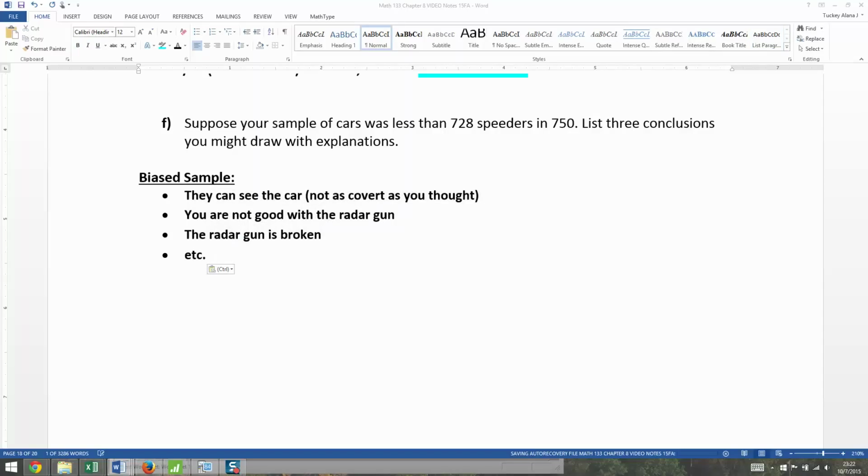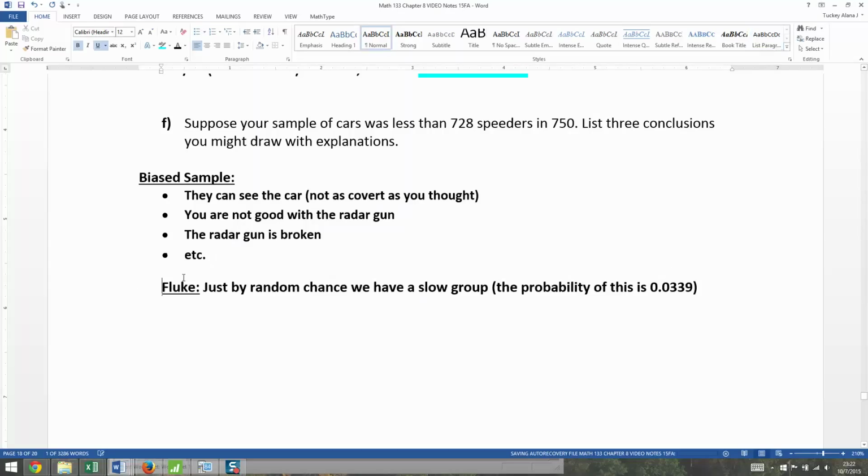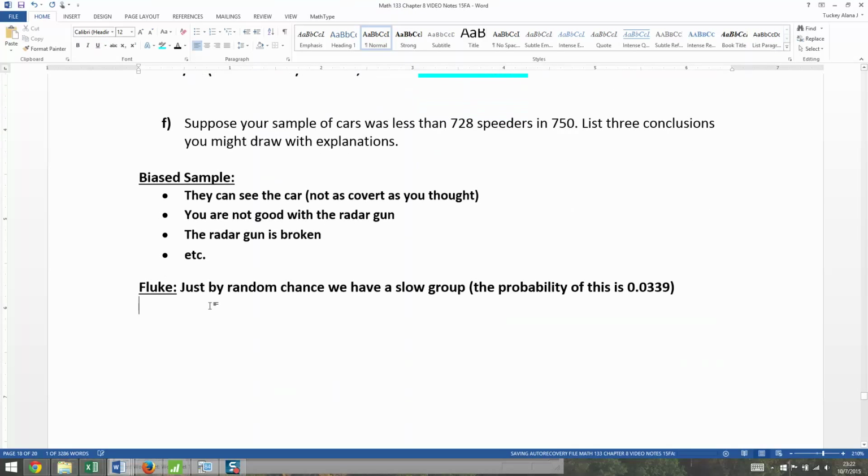All right, then it could just be a fluke, right? It is possible to just have a sample that didn't have very many speeders. That would be by random chance, we just had a slow group, but the probability of that is 0.0339. So you have to determine, I think that's kind of low. Maybe something else is going on. So if it isn't that they could see us with the radar gun, and it isn't just a fluke, that leaves us one other option.